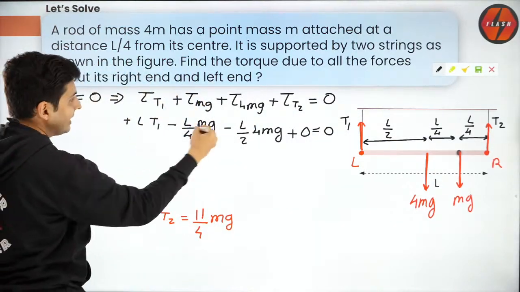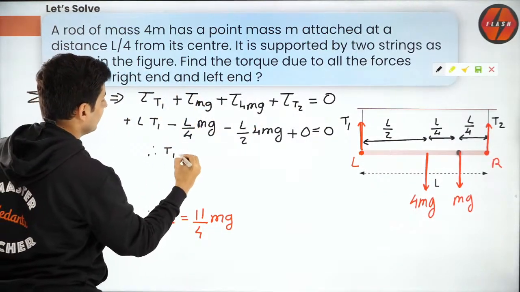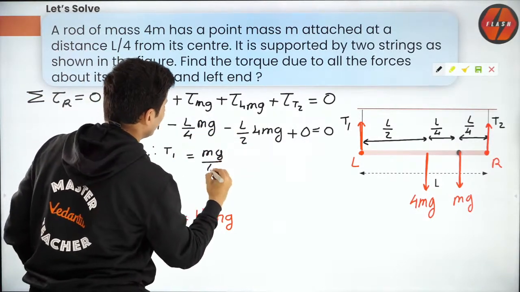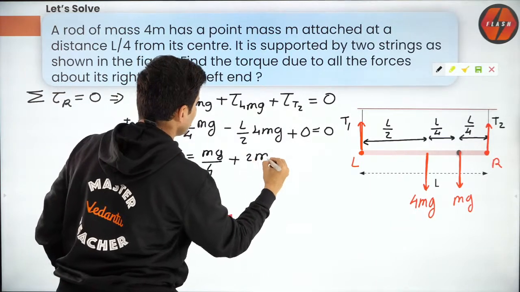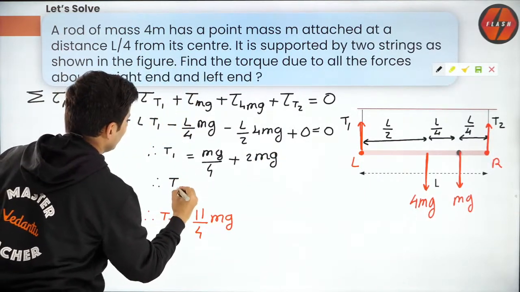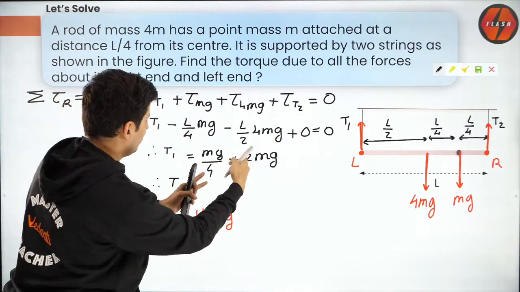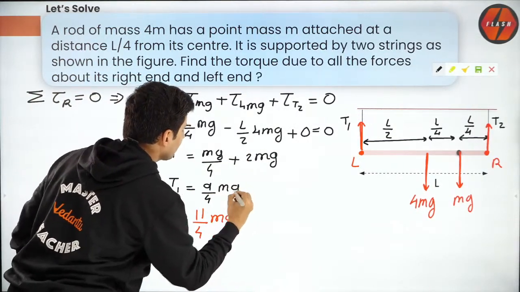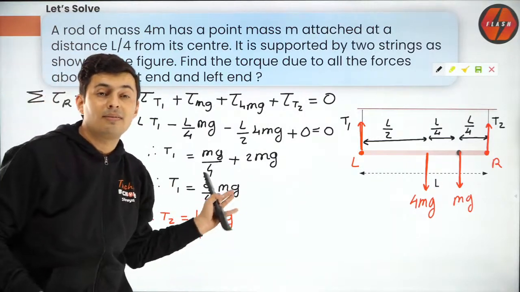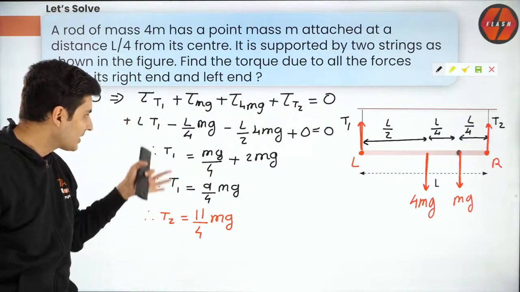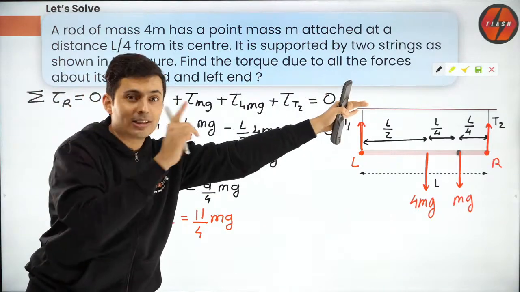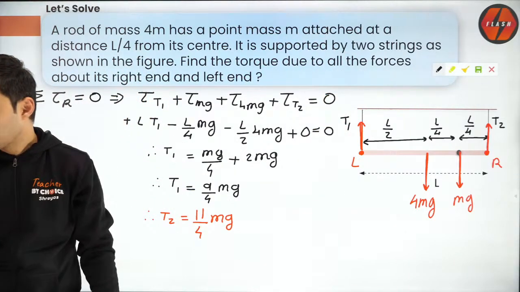Now rearrange, cancel L, you will get T1 is equal to mg by 4 plus 2 mg. Now you can add them and you can see what is the value of tension 1. So 2 4s are 8 plus 1, 9, so 9 by 4 mg. So guys, you can find both the tensions using the torque, and we know that the net torque is 0. That's the concept I have used over here.